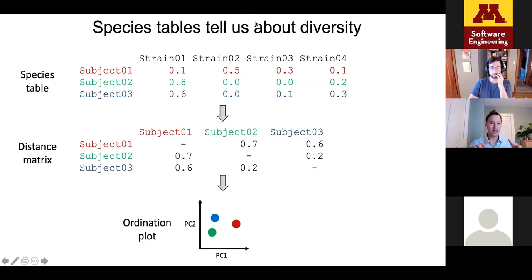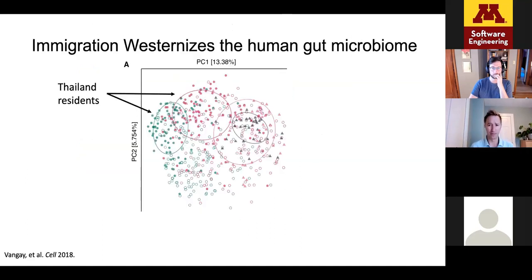We can take that table and do all sorts of other things, like figure out the distance between every subject and then project that into a few dimensions so that we can visualize the data and see if there are any trends. So this is often the first thing that we do, just project the distances down and try to look for any kind of clustering.